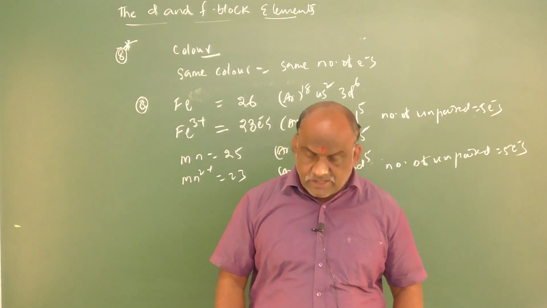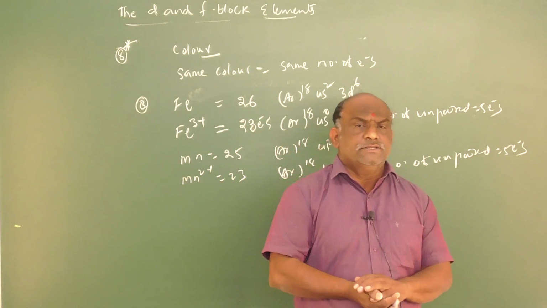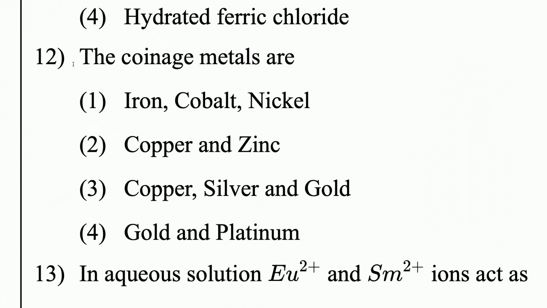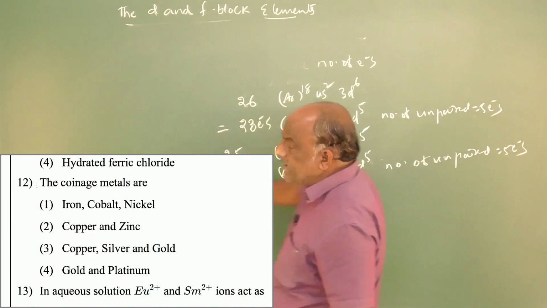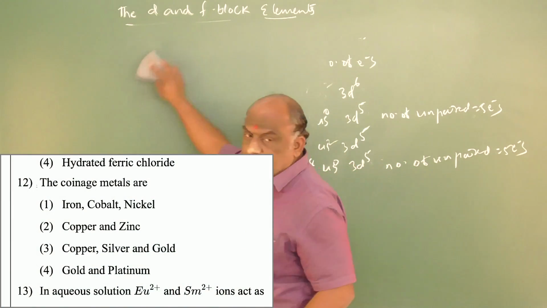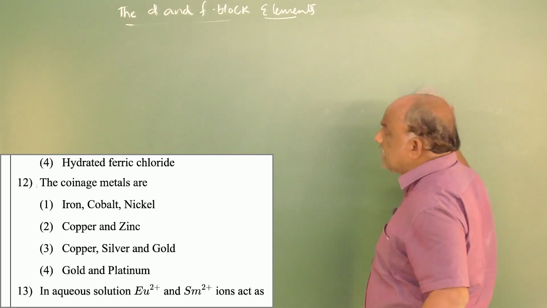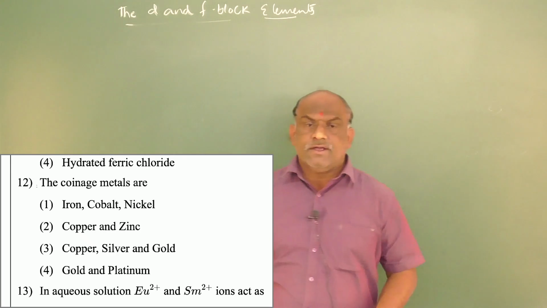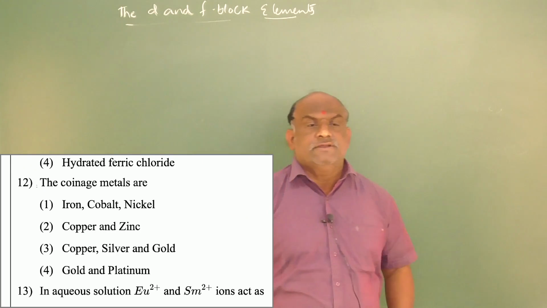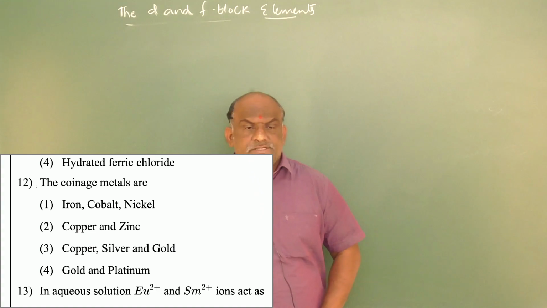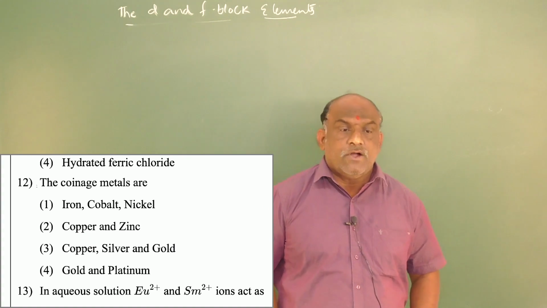And next, question number 12. We already did this in class: the coinage metals. Coinage metals are copper, silver, gold. These belong to the 1B group elements. But nowadays silver and gold are restricted to collectors' items. Instead of silver and gold, copper and nickel are preferred, as in UK coins. So the correct answer for question 12 is copper, silver, gold, which are said to be coinage metals.